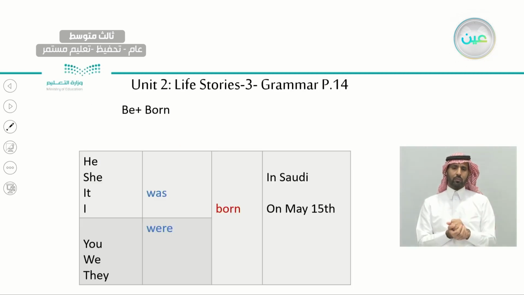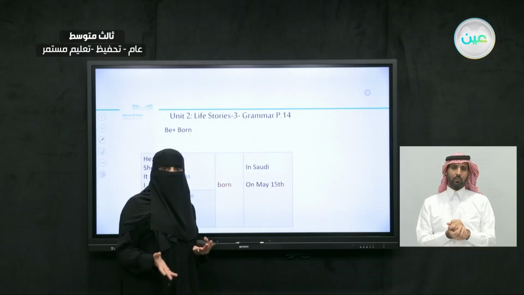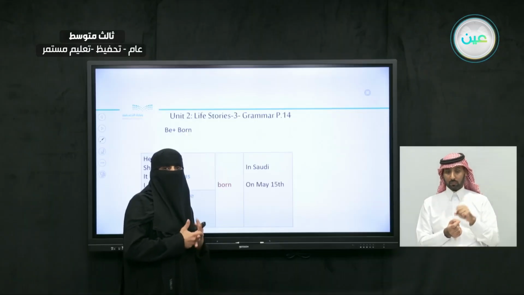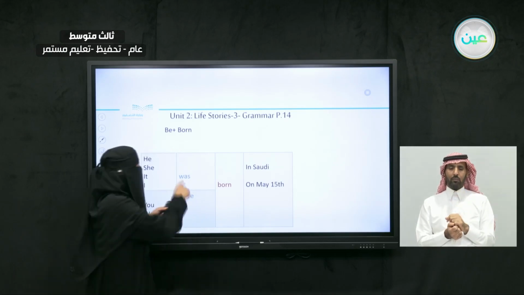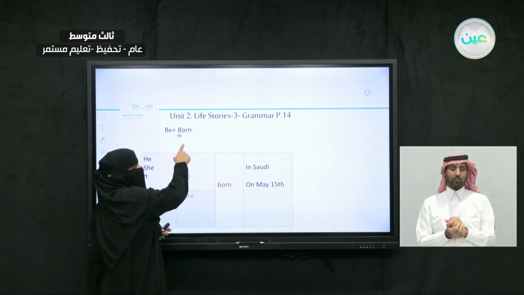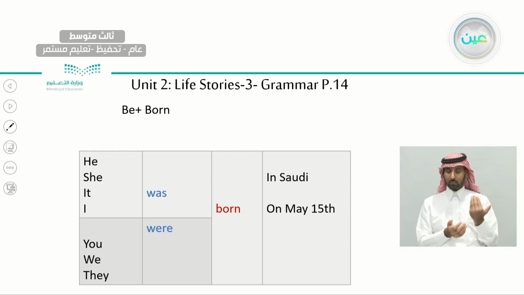Okay? Not always do we use the passive voice. We have an exception, like here. Be born. It's in your book in the second part. Be born. Okay? Be born, it's a passive. He was born. But here, we don't put the verb 3. We just write it like this. We have the verb to be in the past and born.